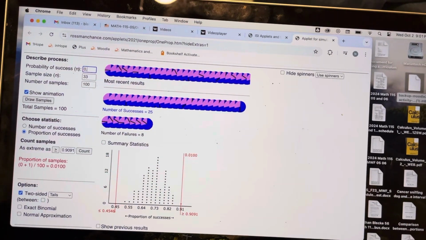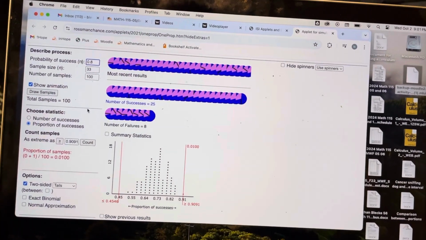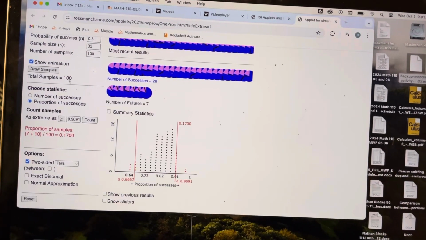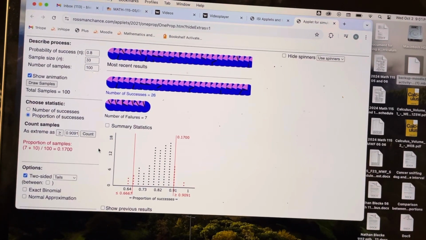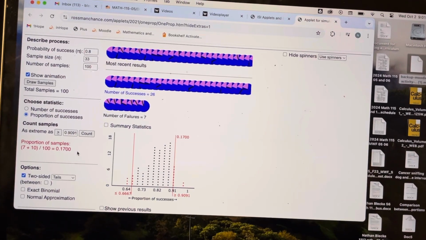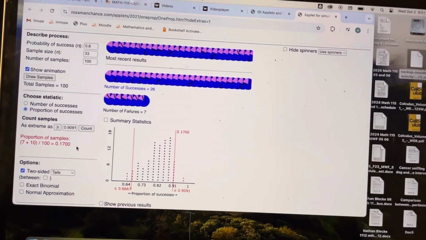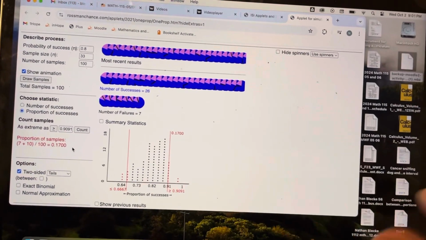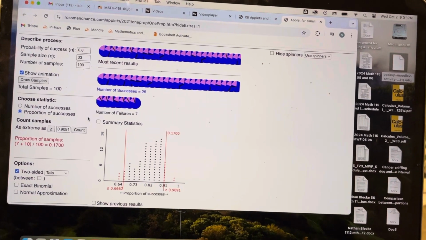So I'm going to change this to 0.8. I'm going to reset what's going on, and hit draw samples. And you're going to see we're at 0.17, so we're above that threshold of 0.05. And because it's doing two sides, it should be computing the 0.05 correctly.